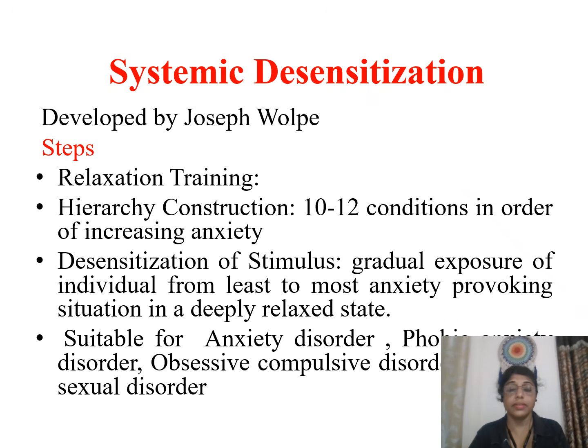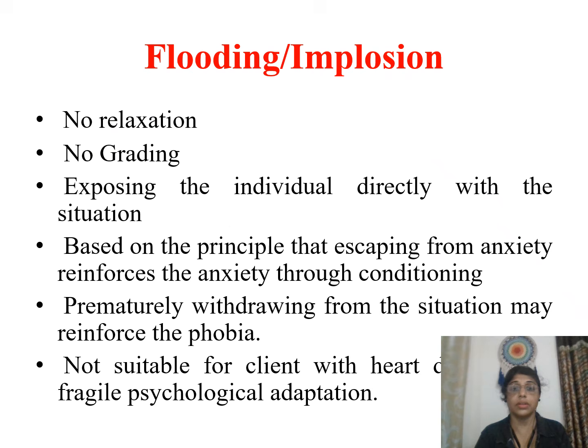Systemic desensitization was developed by Joseph Wolpe. The steps of systemic desensitization include relaxation training, hierarchy construction, 10 to 12 conditions in order of increasing anxiety, and desensitization of stimulus, with gradual exposure of the individual from the least anxiety provoking situation to the most anxiety provoking situation in a deeply relaxed state. Suitable for anxiety disorder, phobic disorder, obsessive compulsive disorder, and sexual disorder.